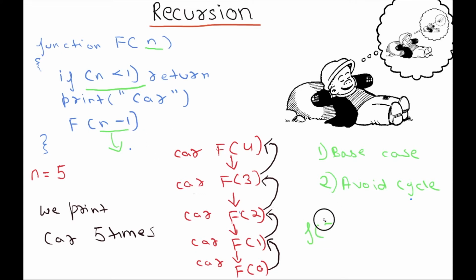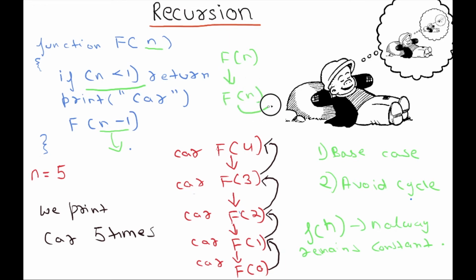But if we call f(n), then f(n) calls f(n), and f(n) calls f(n), so n always remains constant. So a cycle is formed like this: f(n) calls f(n), and to avoid this cycle we always reduce our parameter towards the base case like this.